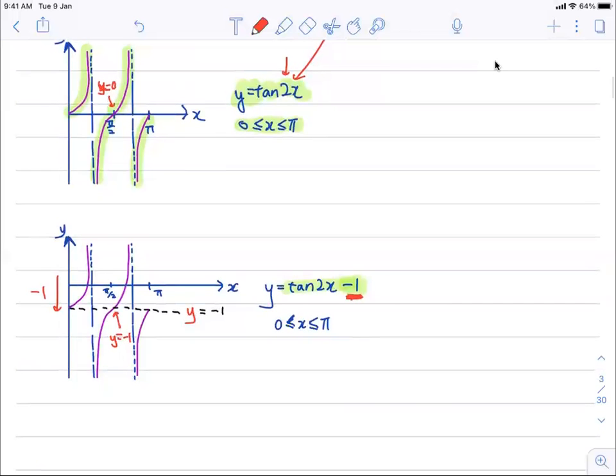So we already got our answer here for y equals tangent 2x minus 1. And very important, the range is between 0 and pi. This is our answer. Now we can move on to the next part.